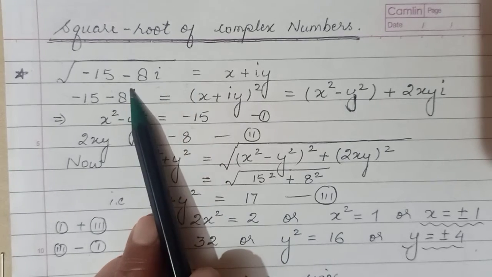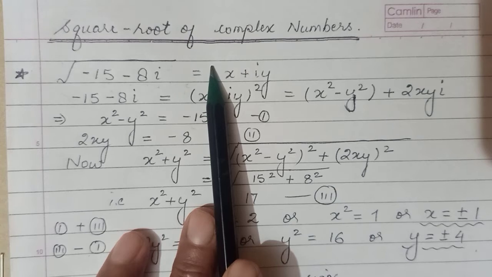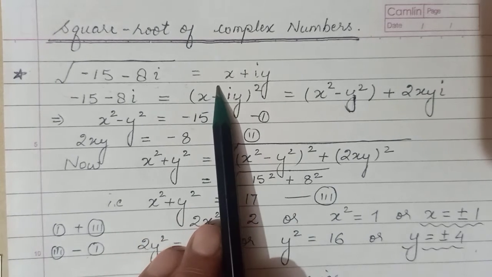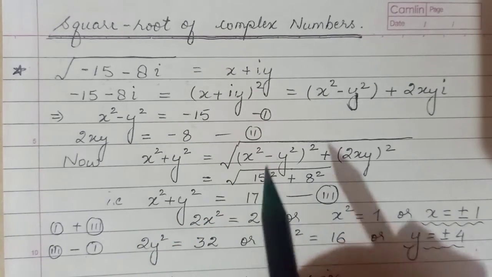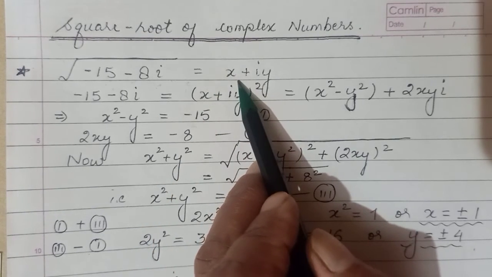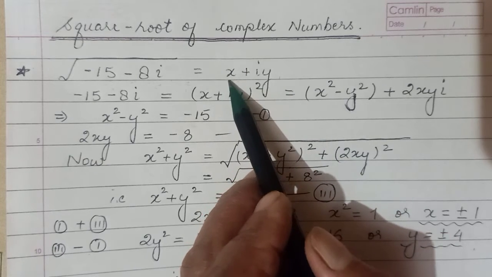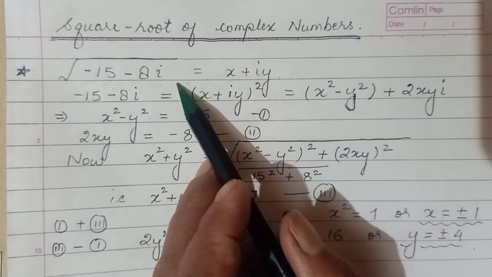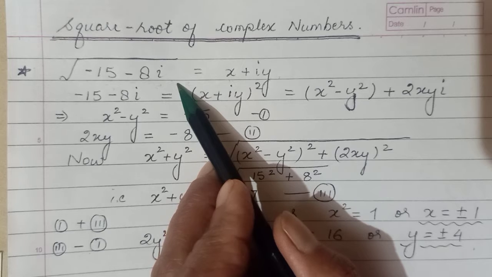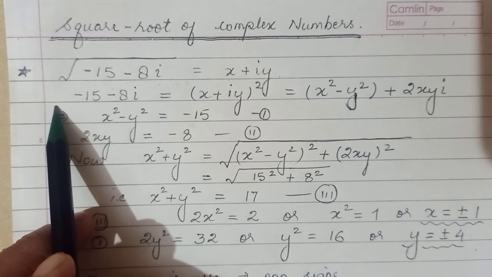Obviously, if this is a complex number, its square root ought to be a complex number only. So we are assuming the square root of this complex number to be some other complex number x plus iy. Now we've got to find this x and y to come to know the square root of this complex number. In the next step, we are squaring both the sides.